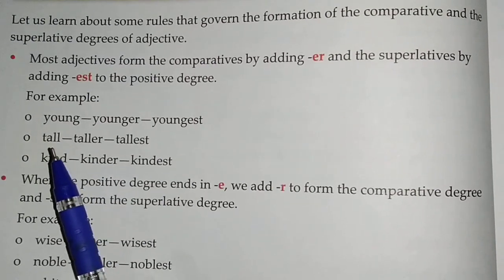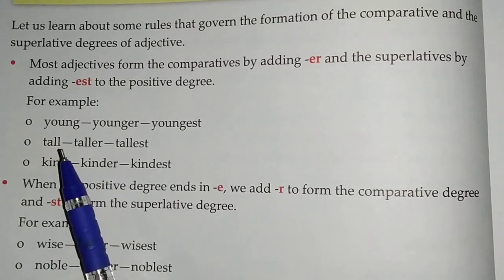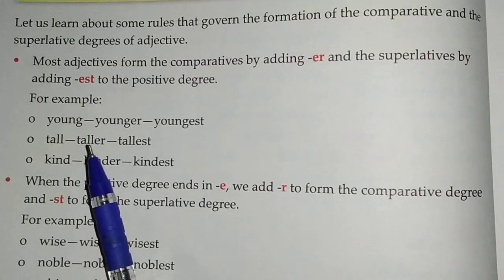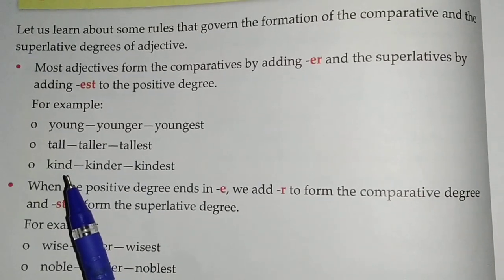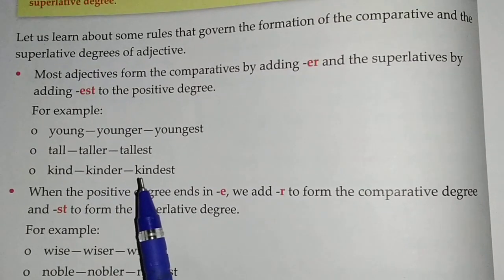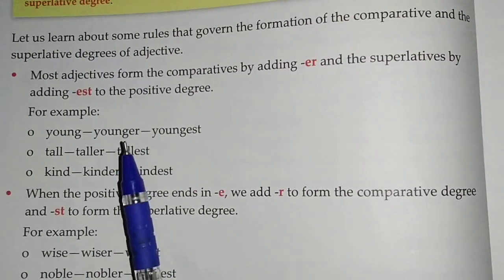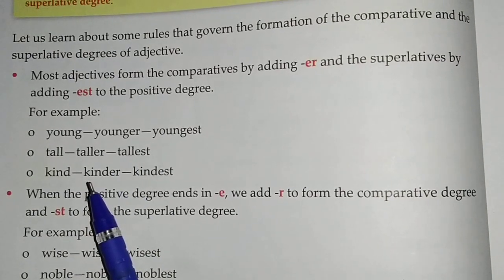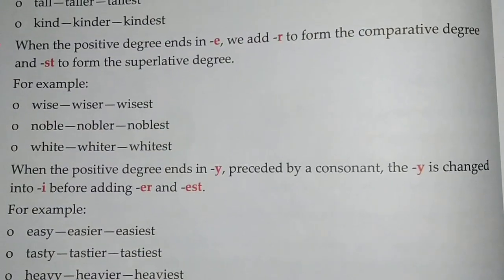The next one is tall. Same, to form its comparative and superlative degree, we simply add ER and EST. The word becomes taller and tallest. Next one is kind. To form its comparative and superlative degree, we simply add ER and EST. The word becomes kinder and kindest. So these three are its positive degree, these are its comparative degree, and these are its superlative degree.